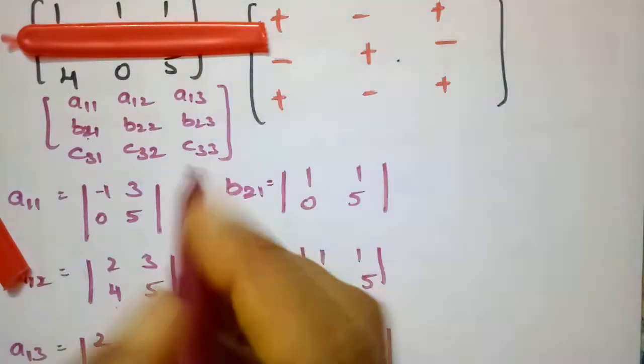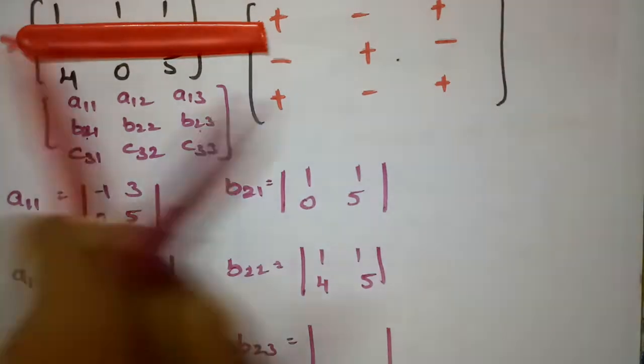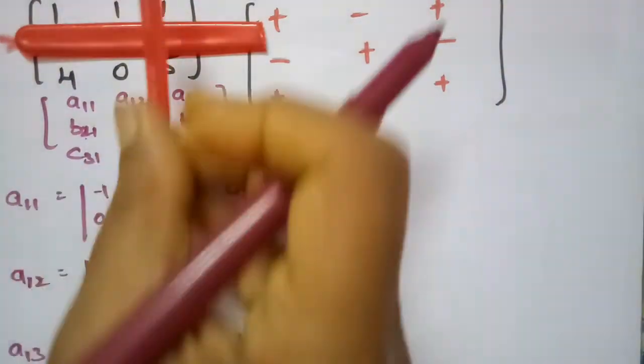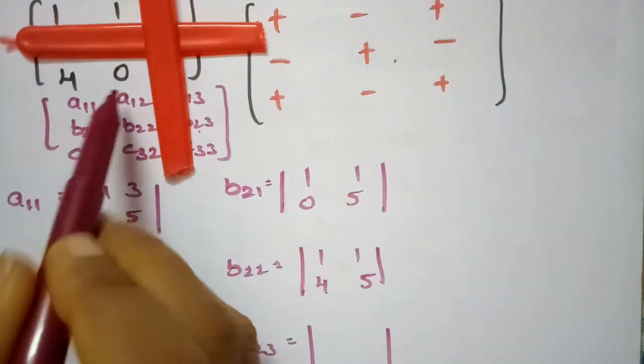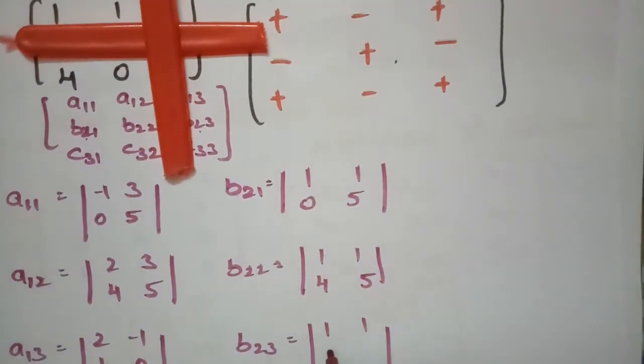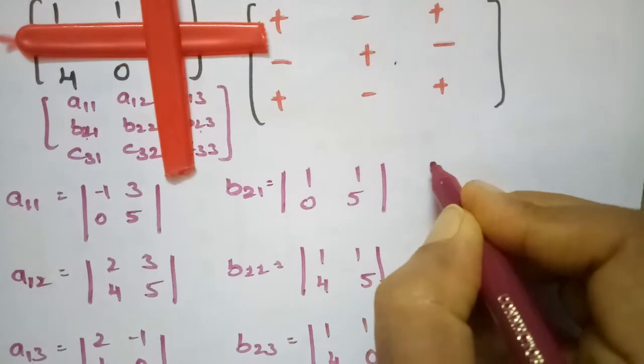So for B23, this is the position. Now we have to close this row as well as this column. And what remains here is 1, 1, 4, 0. So this is 1, 1, 4, 0. And the next one, the position here is C31.